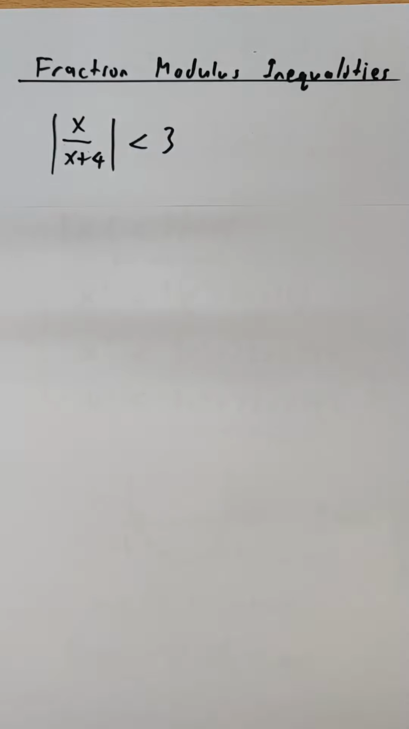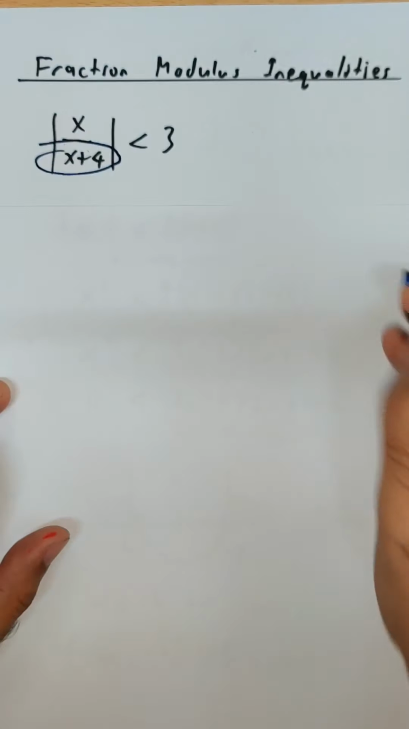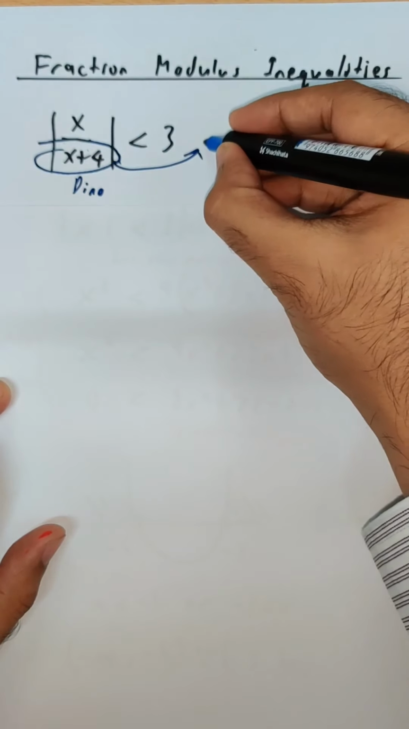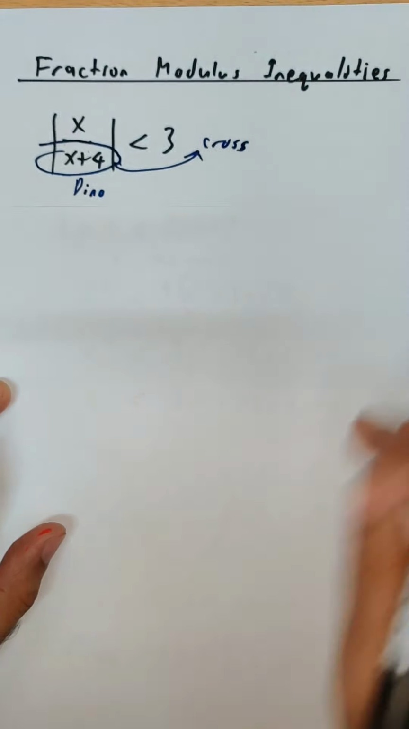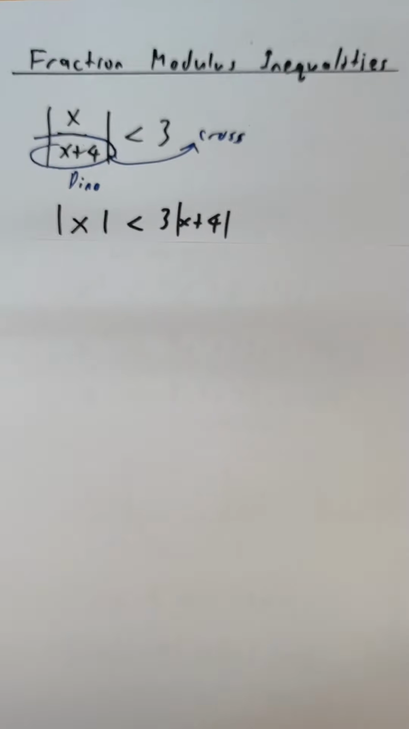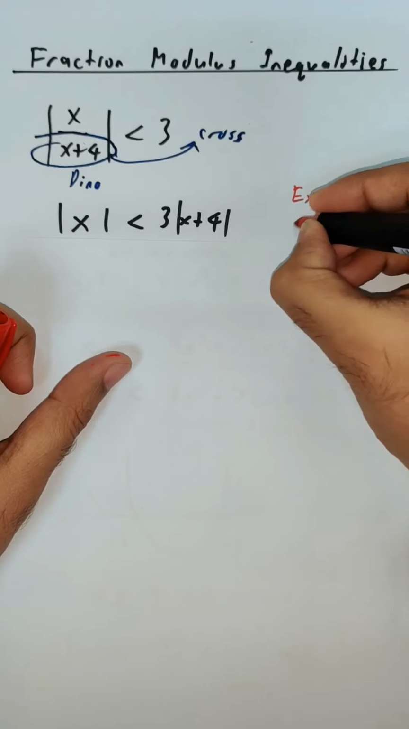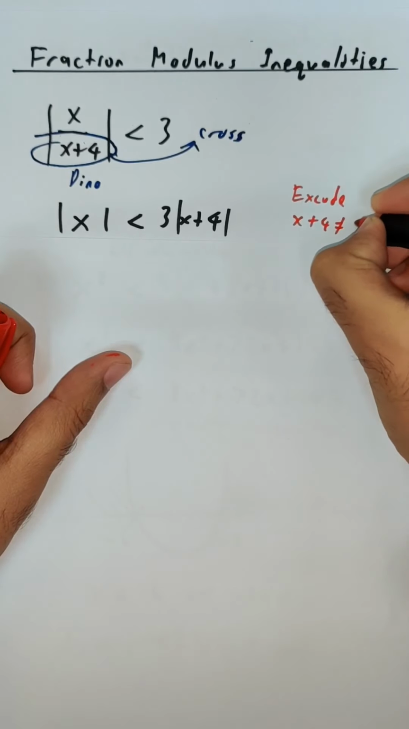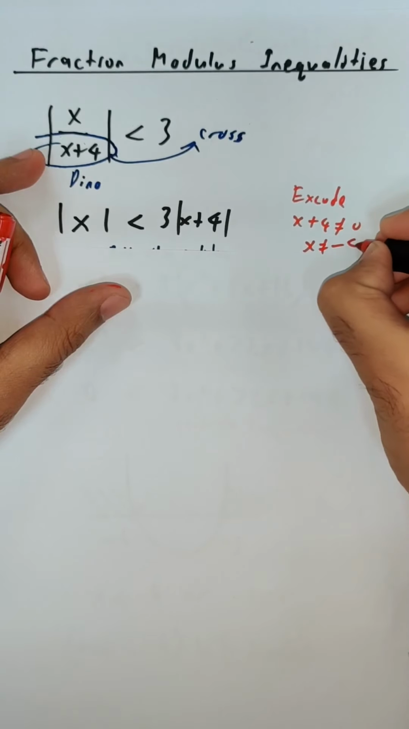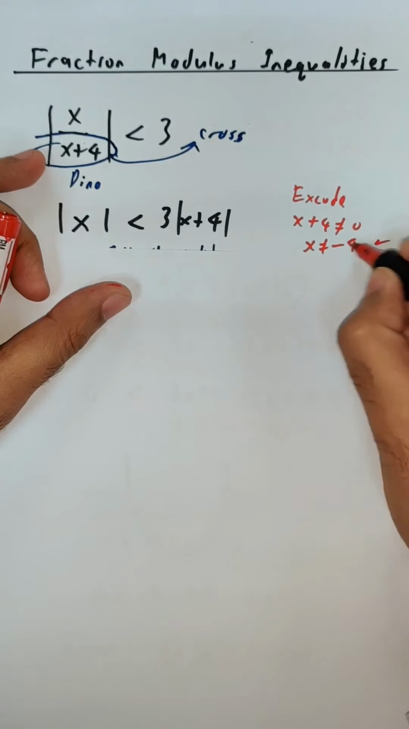Alright, so for this question, what is your denominator? We take this modulus x plus 4. Okay, this is your deno, and then we cross it. Once you cross it, you get yourself into something like this, and then you must exclude the x plus 4. Exclude x plus 4 where things are not equals to 0, so you get yourself x not equals to negative 4.